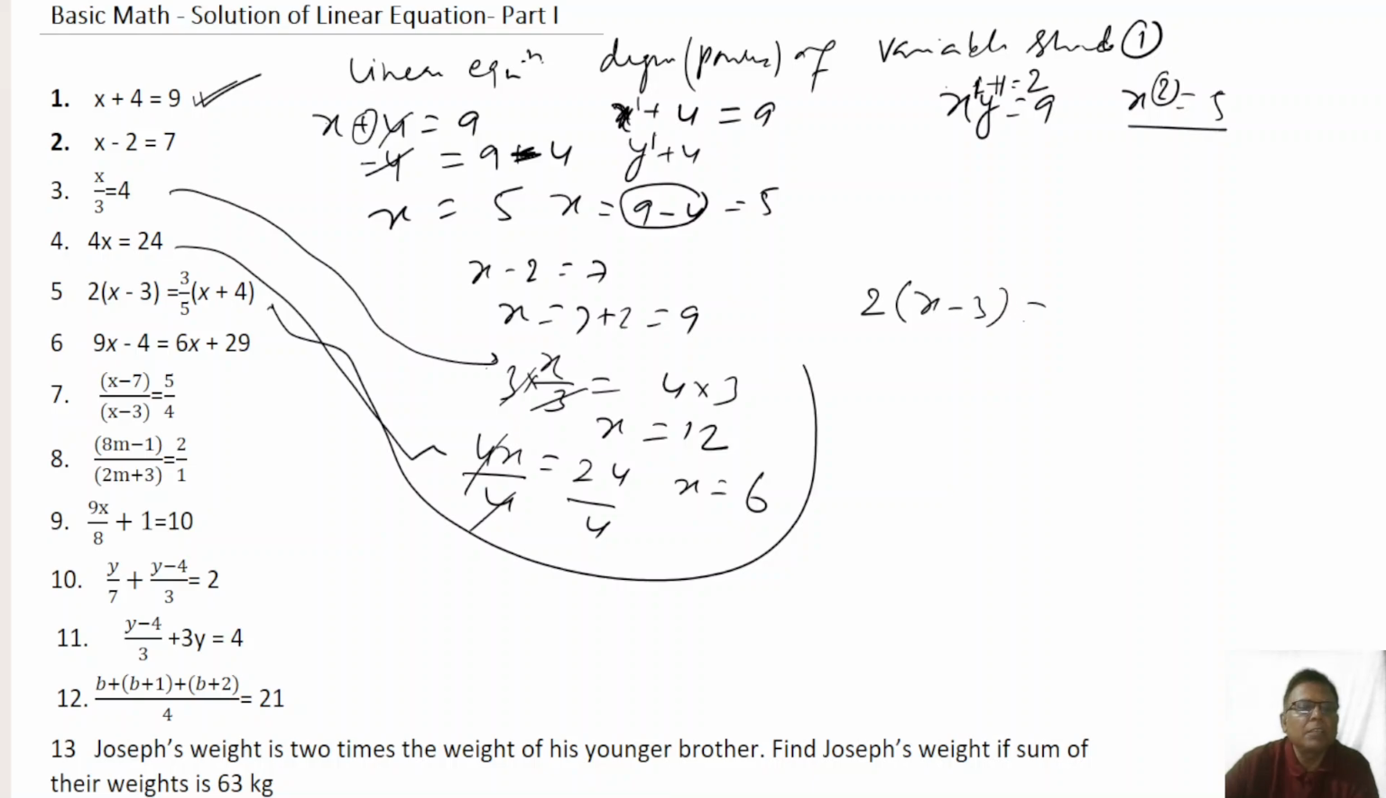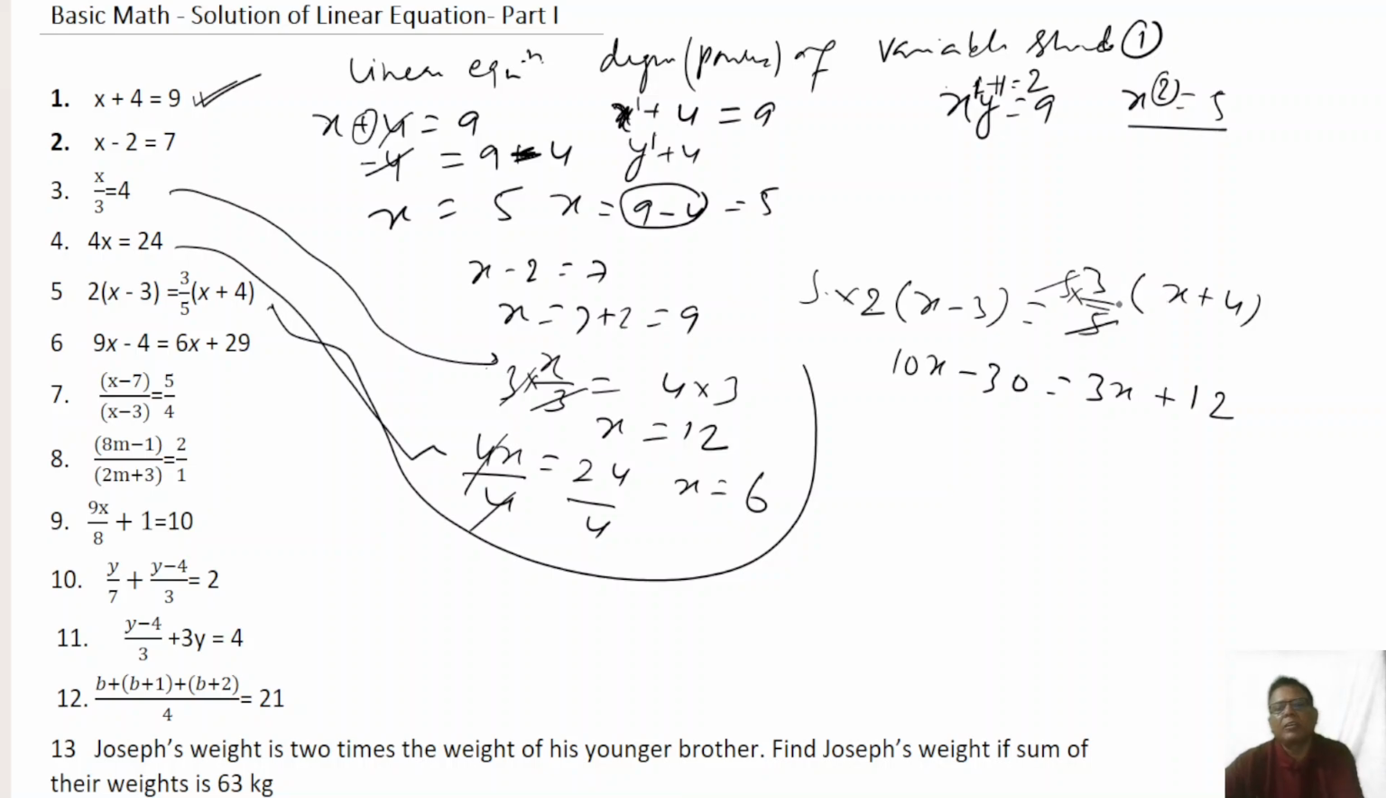2x minus 3 is equal to 3 by 5 x plus 4. So what do you do? Multiply both sides by 5. 5, 5 get cancelled. Now 5 times 2 is 10. So multiplying with 10, we get 10x minus 30 is equal to 3x plus 12. 3 times 4 is 12, and 3 is distributed to 3x.